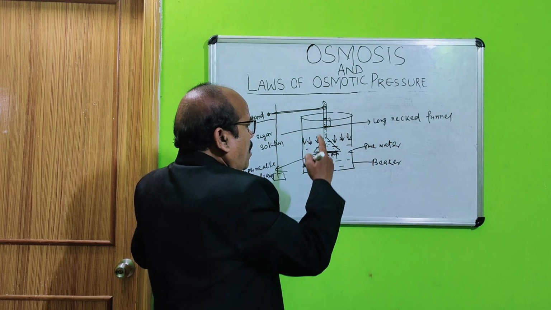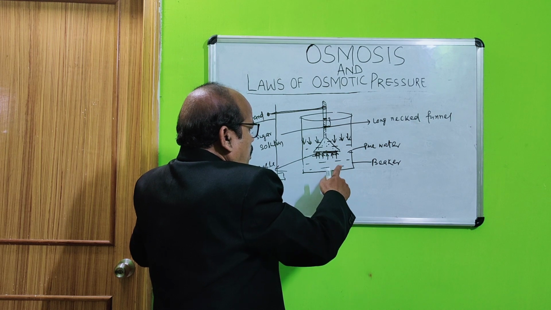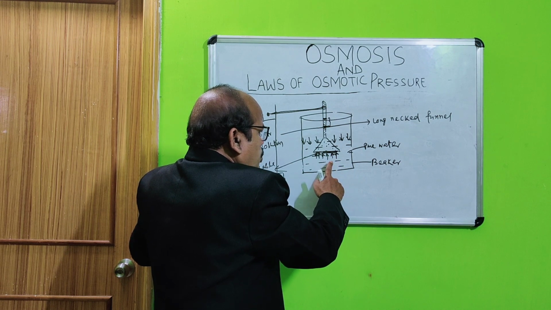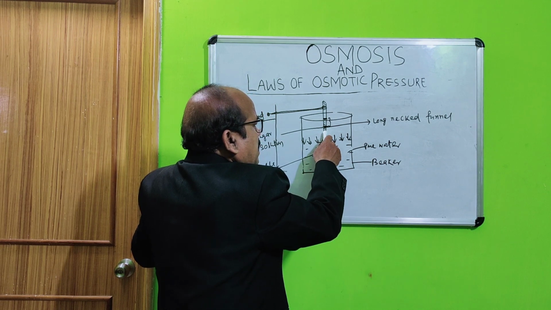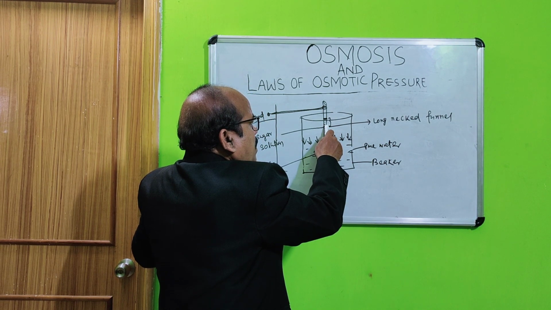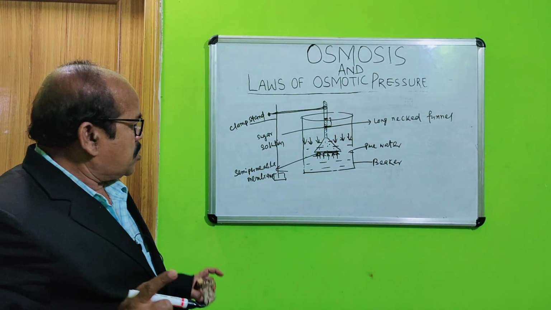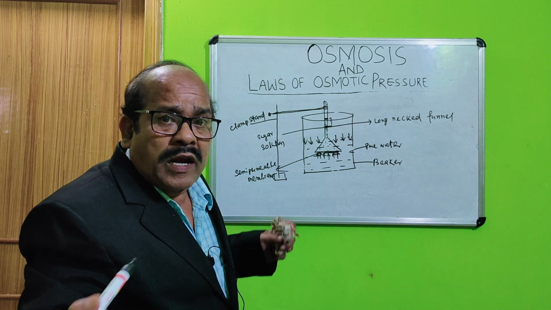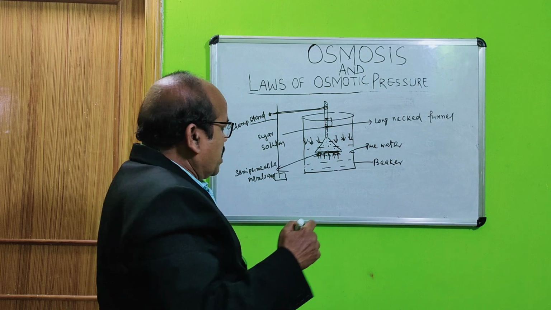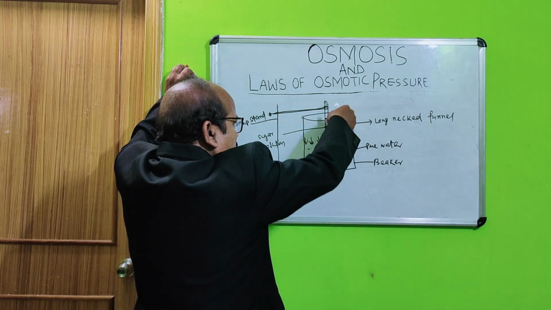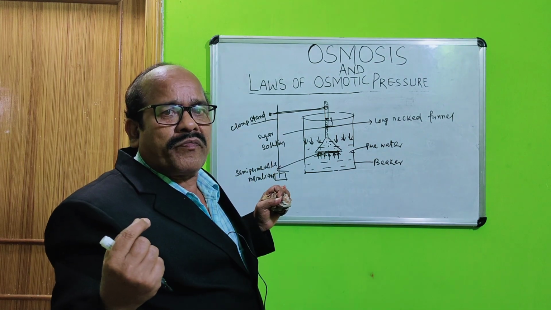Its level will move up, its height will rise, because there is a pressure here. Solvent molecules will pass through the semipermeable membrane, which I have marked towards the solution side, and the height will rise. Now the question arises: to what extent will it go on rising? Here there is some pressure, and if I keep my tip here, I shall feel some sort of pressure.